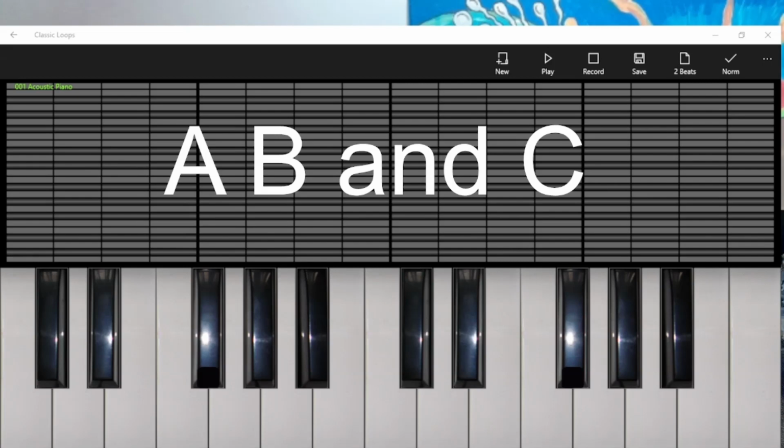Okay, so today just a very basic lesson. A, B and C on the keyboard. Getting to know where to find A, B and C on the keyboard, and developing your ear to be able to hear when you are hearing A, B and C.